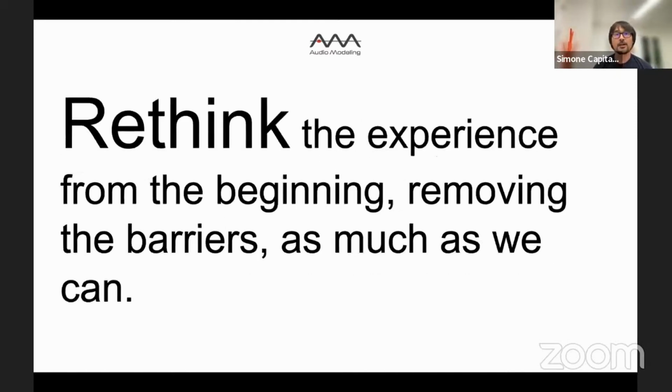So what we would like to discuss is to rethink the experience from the beginning, removing barriers as much as we can. So we don't want to add fixes, but we want to think about something that can be used by everyone, and that everyone could be happy to use.